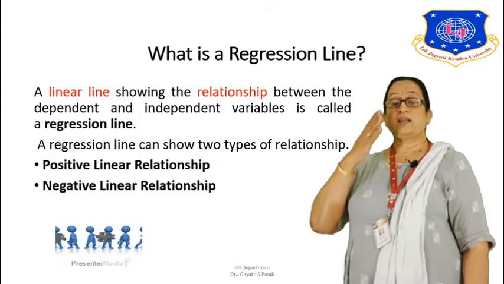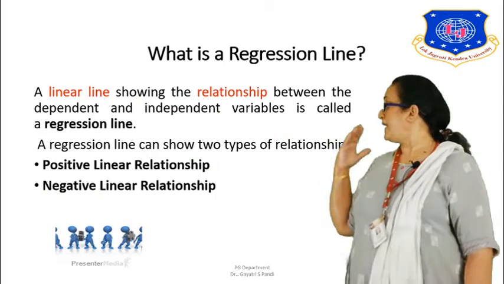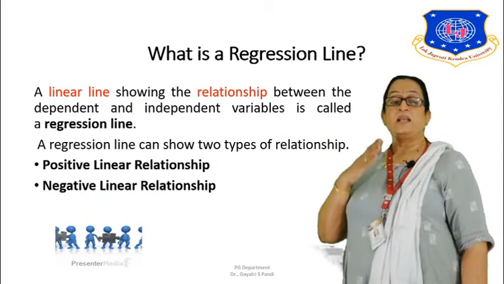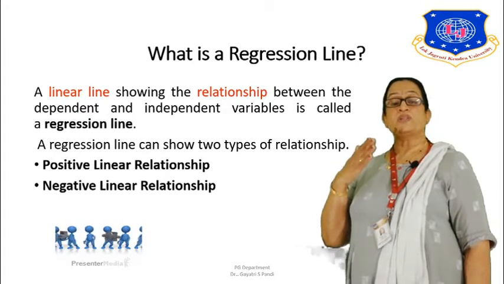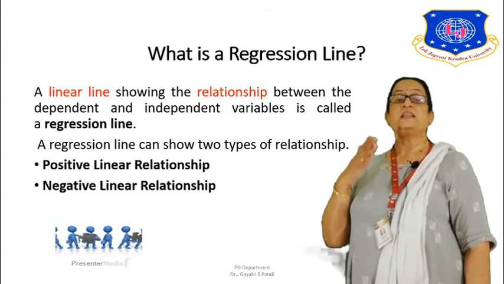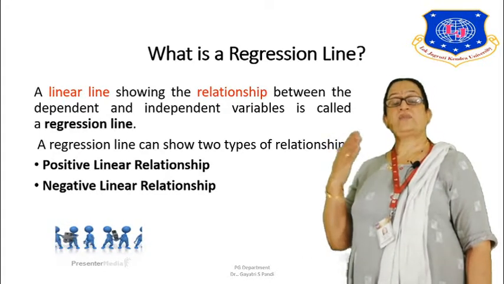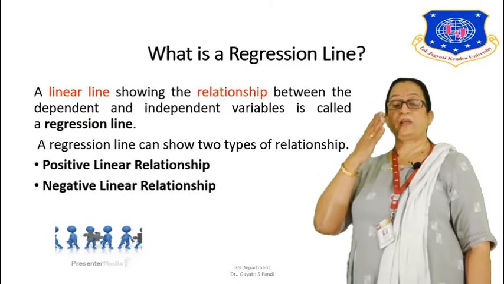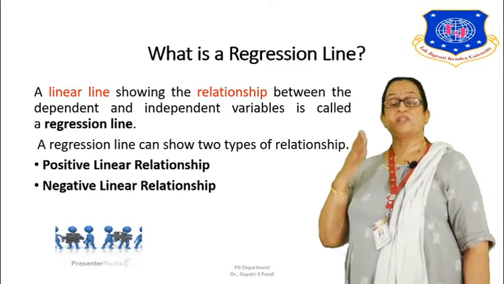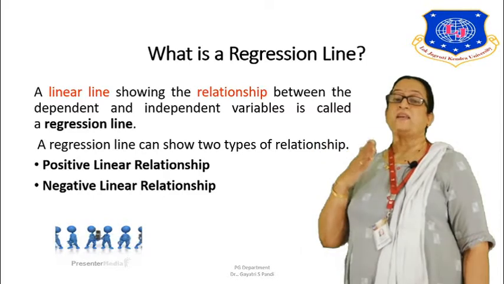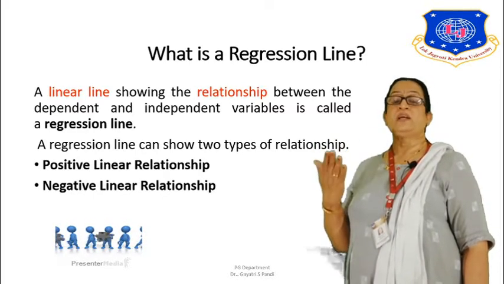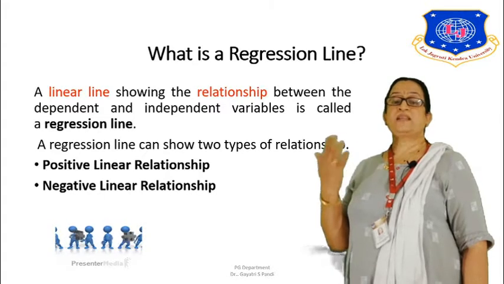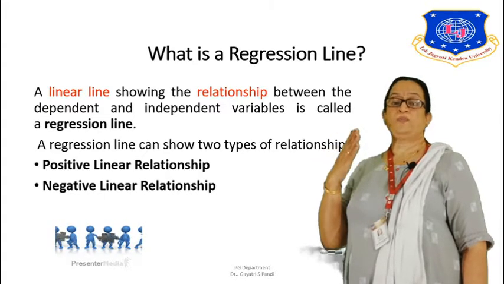Now what is a regression line? This is basically a line that is trying to show the relationship between the dependent and the independent variable, and so it is called a regression line. It is a linear line. So you basically have two types of relationship lines that can be drawn. It is a positive linear relationship and a negative linear relationship. Now let us see what is a positive linear relationship. As the name suggests, positive means it is going to increase.